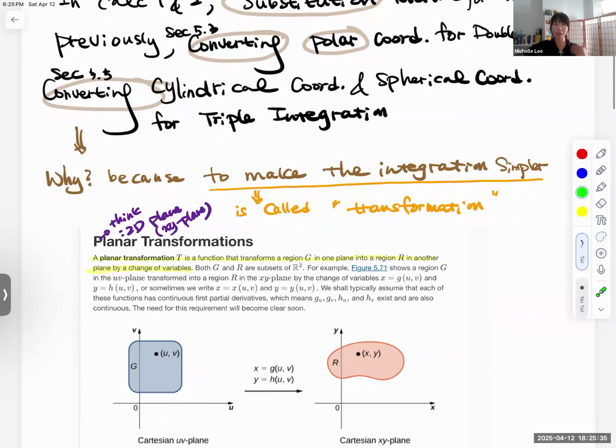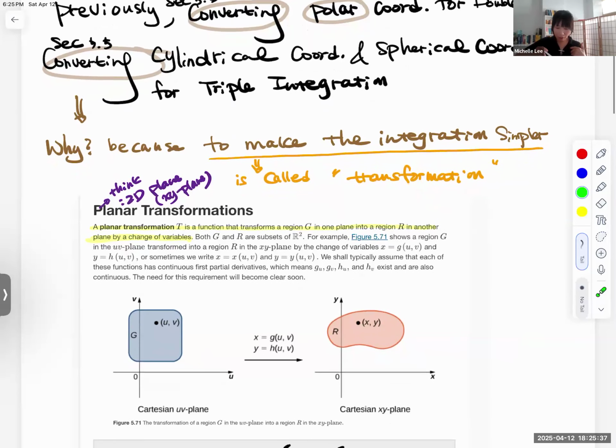Okay, then what is a transformation? If we have a Cartesian UV plane, we transform it to the XY plane, but this is just general. It can be the R theta plane transformed to the XY plane, or the XY plane transformed to the R theta plane. So it depends, all right?